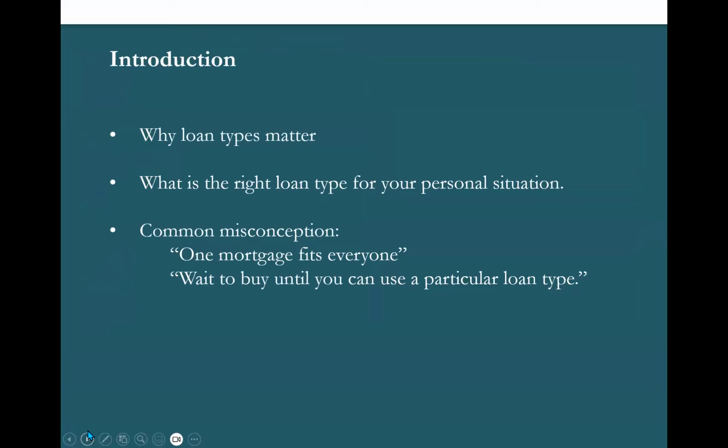So first, let's talk about why loan types matter. The answer to that is each different loan type is good for each specific borrower. So what one loan type might be good for one borrower is not the same for the other. So it matters to understand the different loan types because you want to find the loan type that best fits your scenario, and I'll give some examples as we go. Also, we're going to cover what is the right loan type for your personal situation, and then talk about some common misconceptions. Examples: one mortgage fits everybody, wait to buy until you can use a particular loan type, etc.